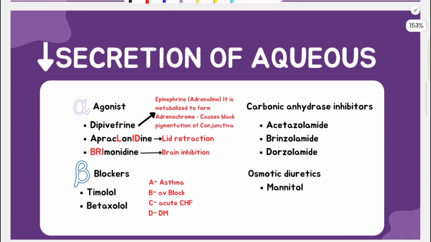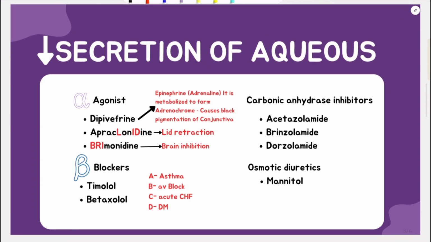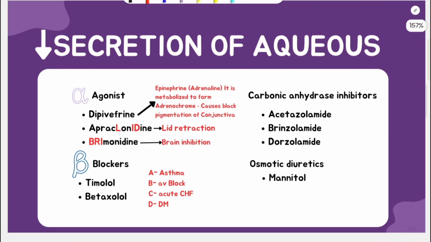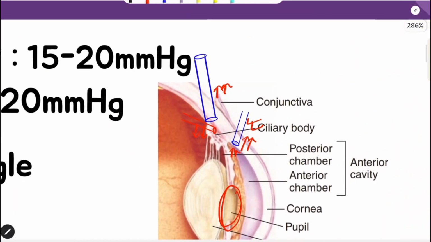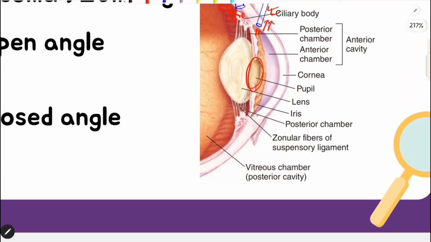At first, we will discuss drugs that will decrease the secretion of aqueous humor. So what we can do, we can constrict this blood vessel, which will result in decreased blood supply and decreased filtration by the ciliary body.